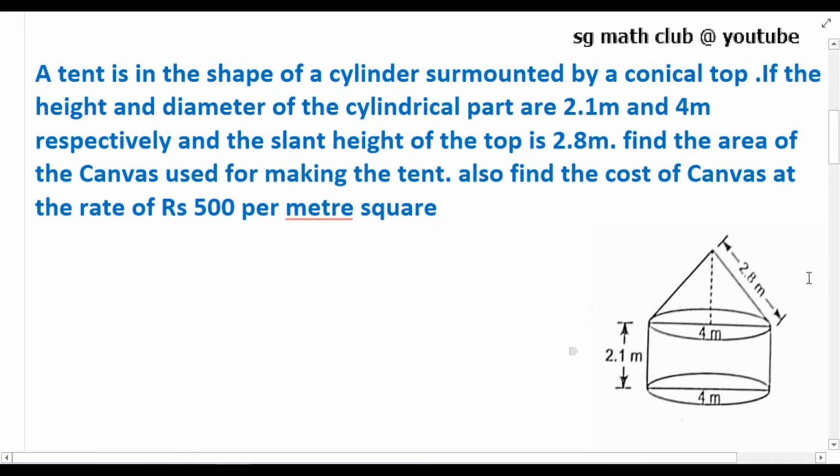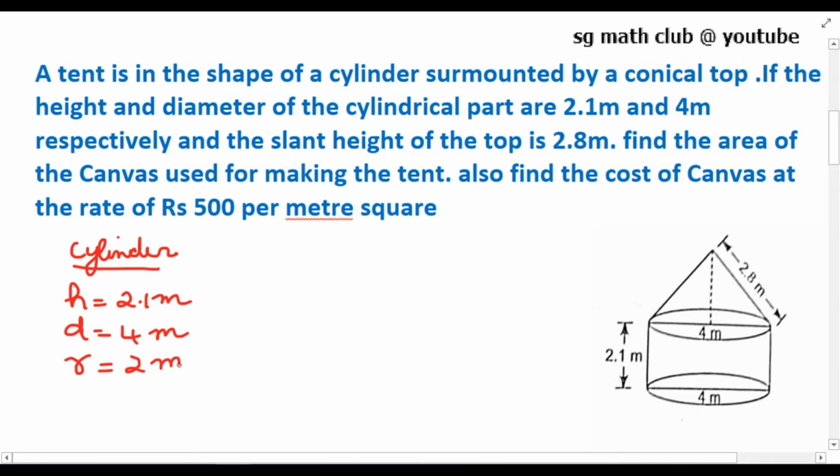So next question, a tent is in the shape of the cylinder surmounted by a conical top. You can see a cylinder. Above the cylinder, cone is there. So it is surmounted by a cone. A cylinder surmounted by a cone. Height and diameter of the cylinder, they have given height as well as diameter of the cylinder. Height is 2.1 meter and diameter is 4 meter. Therefore radius will be 2 meter.